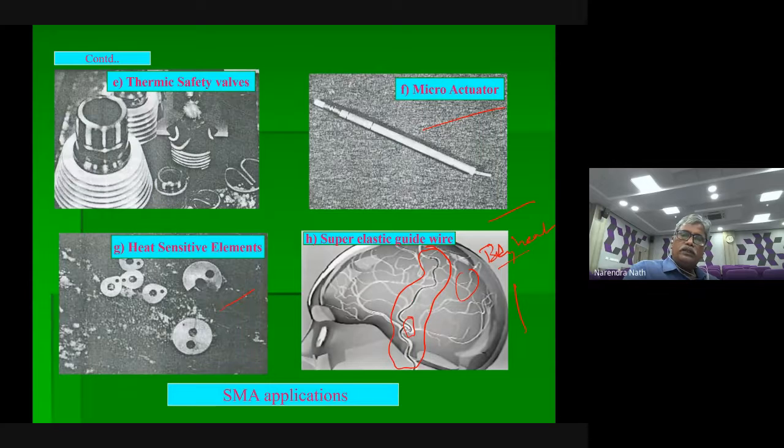Otherwise, if it becomes permanently in this shape, when you push further, then it should go like this, and it creates a kind of channel. So then there is no brain at all. So this kind of beauty you can see here.